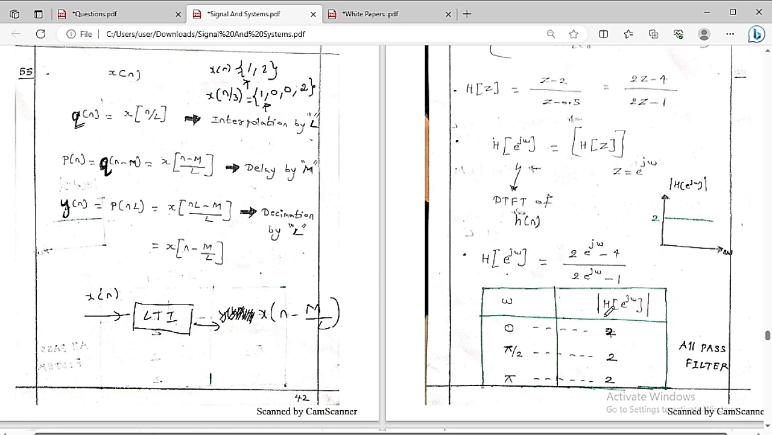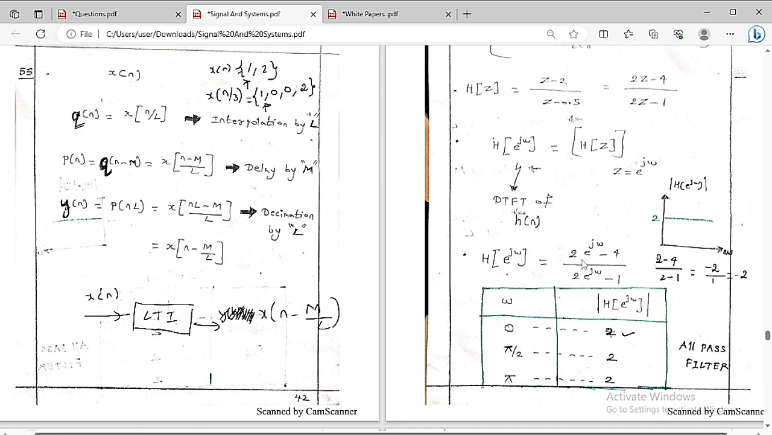Now listen carefully. This is omega and this is the magnitude part, which I am going to consider. Suppose omega is equal to 0, then what do we get? We substitute e to the power of 0, which is 1. So (2 minus 4) by (2 minus 1). 2 minus 4 is minus 2, and minus 2 by 1 is minus 2. But you have to take the magnitude, so it is equal to 2.